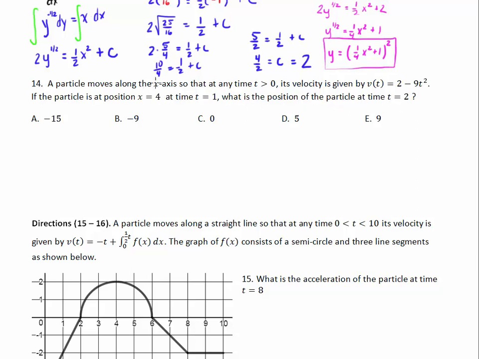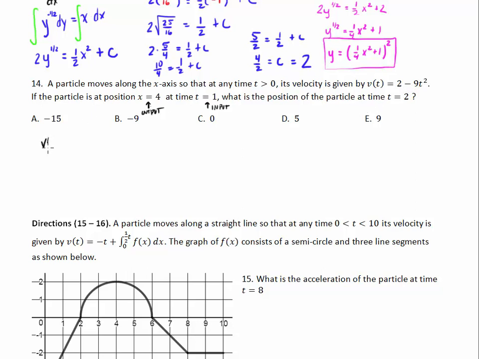So you've got to be careful because we are moving along the x-axis, but x is not our input. This is an output value. Think of it as a y value. This guy right here is my input value. All right, so we're given a velocity. We're trying to find position. So position is the antiderivative of velocity.